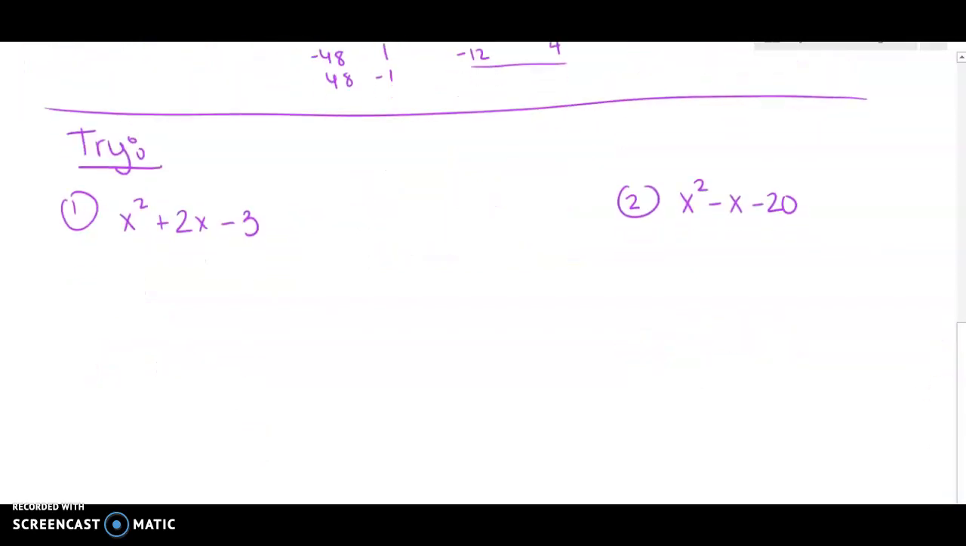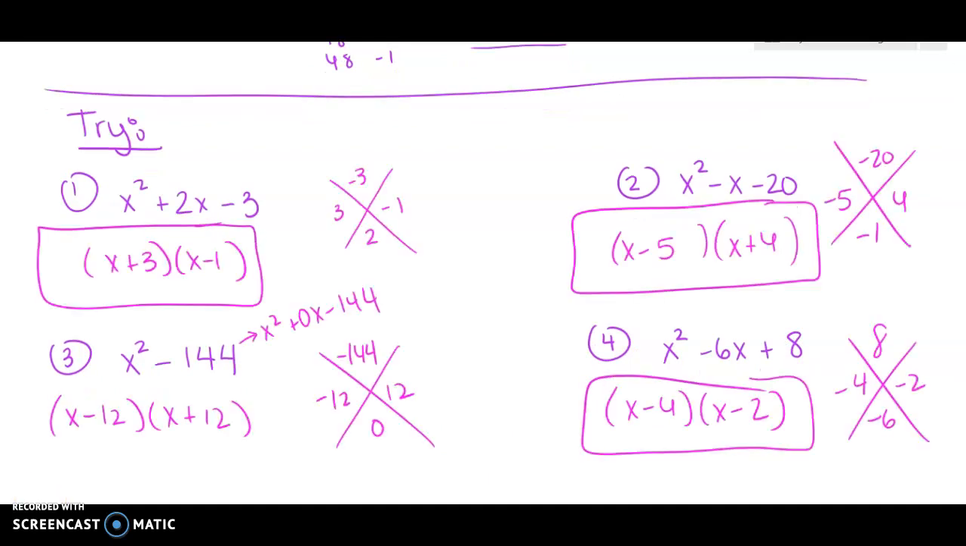We're going to actually do a couple more. Number 3, let's do x squared minus 144. And the last one is let's do x squared minus 6x plus 8. Okay, so give those 4 problems a try, pause the video, and give it a go. All right, so let's see how you did.